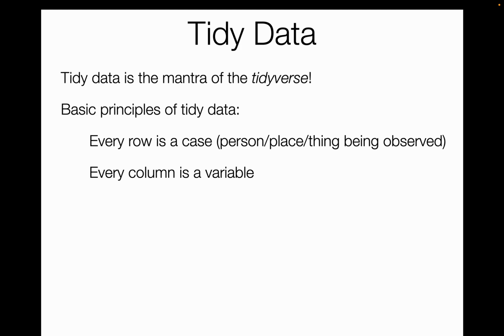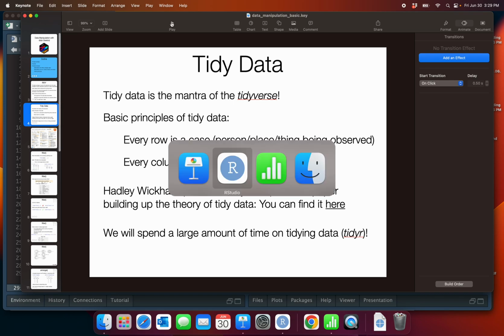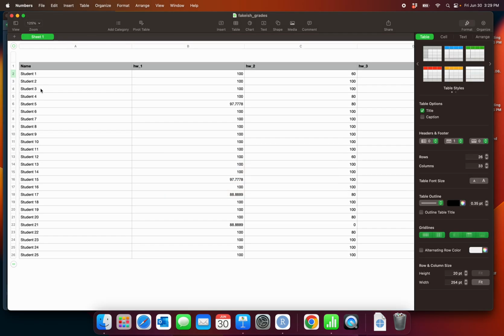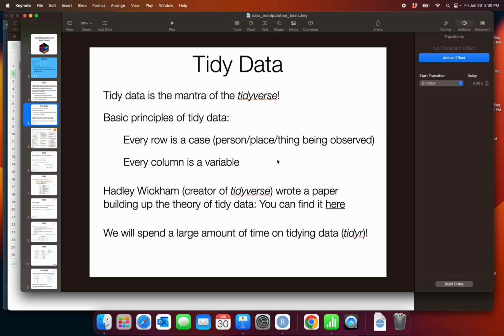We have that in our fake-ish grades. Here, every row is a case, the person, and then every column is a variable, which is a measurement on that person. A measurement taken very abstractly. Okay, each homework is a measurement of that person's work on the specific material they're learning, so on and so forth.